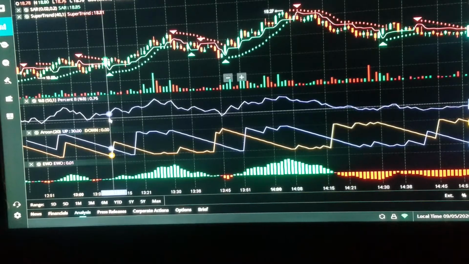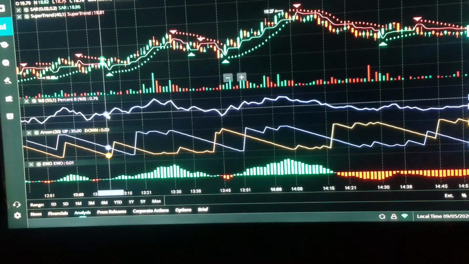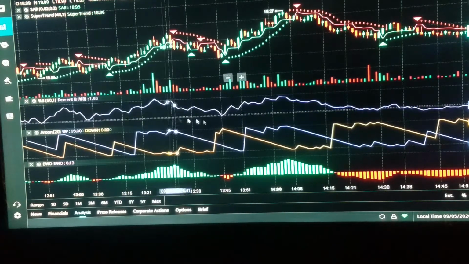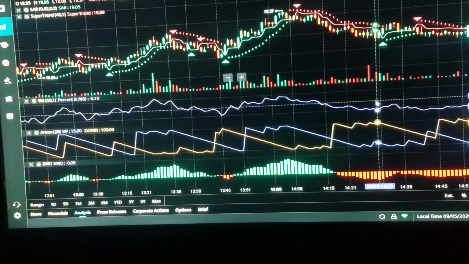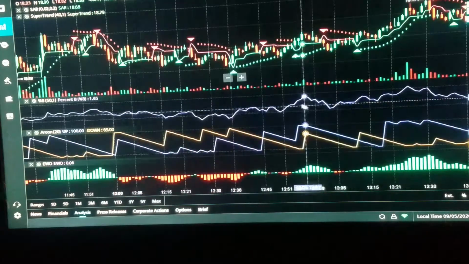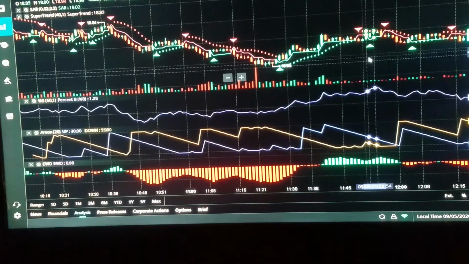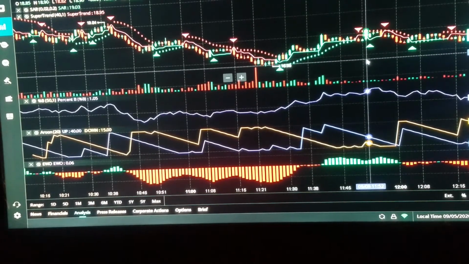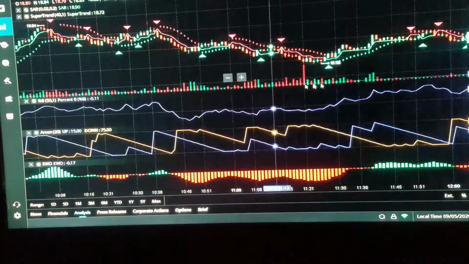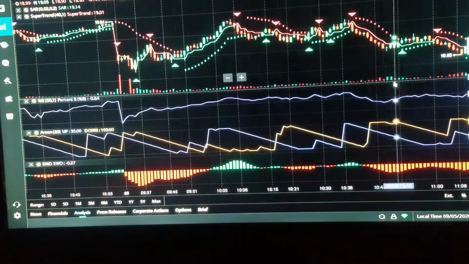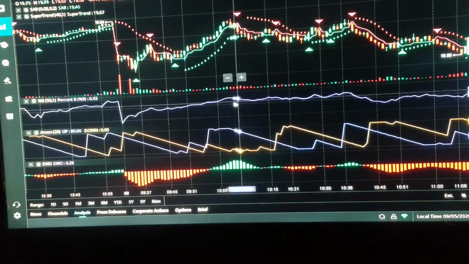But we wouldn't have sold because on %B, we're still in the positive range. So we would have actually gone until here or possibly here. But that's where all of the indicators combined together can help you make decisions in a split second. So use them all together to your advantage.